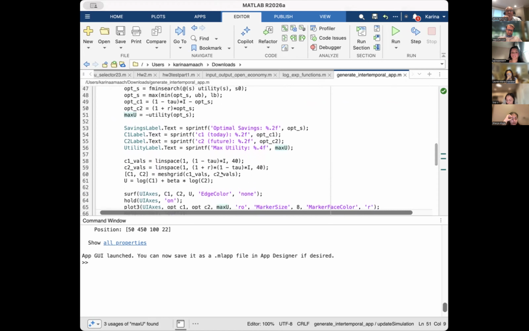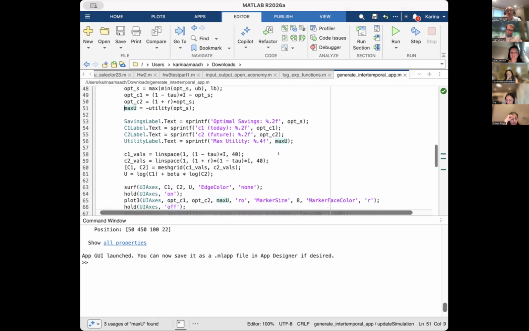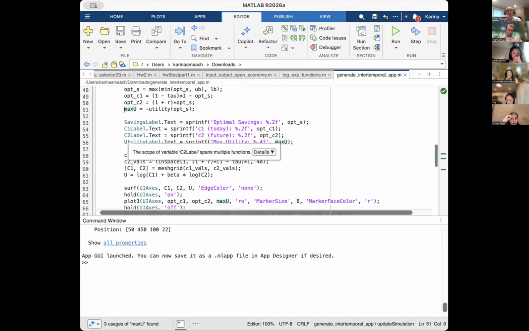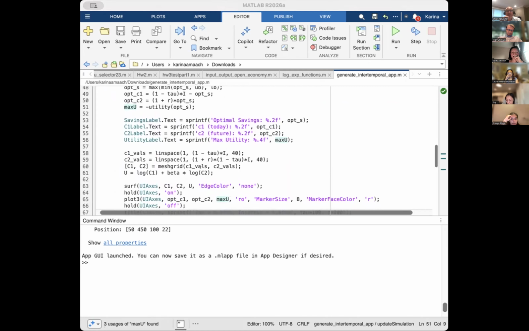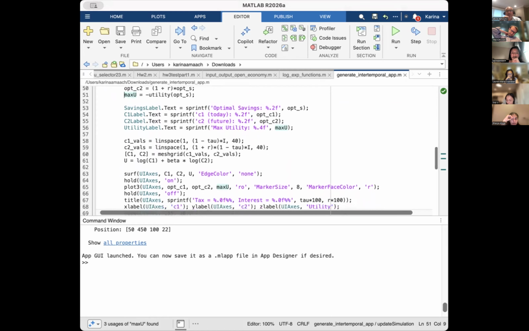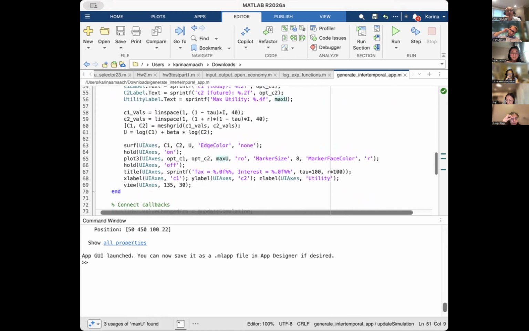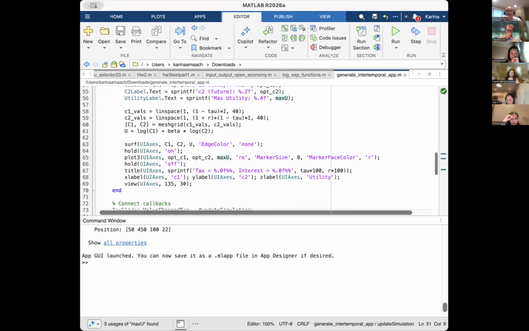And then we have the text labels. So it converts the abbreviations into actual readable text. So you have the saving label, the C1 label, the C2 label, as well as the utility label. And then we start to really build our 3D model as well.